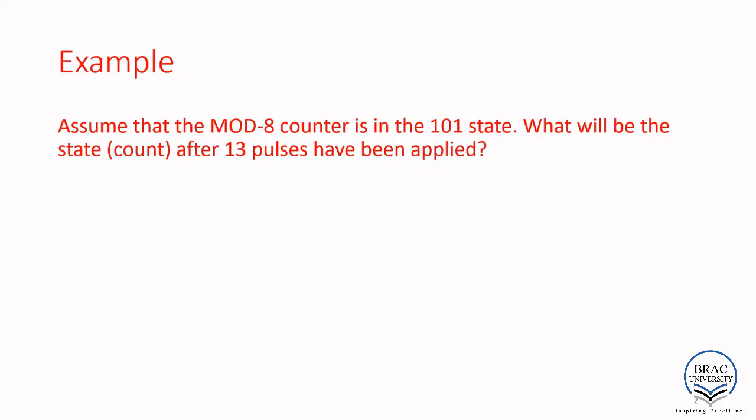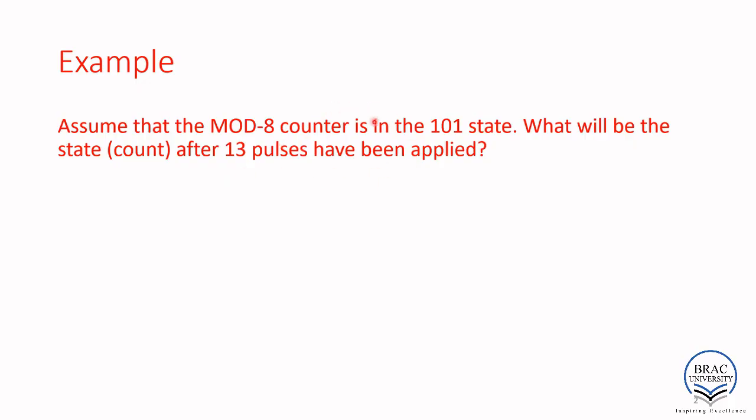Okay, so there are a couple of things you need to understand before solving this problem. It says mod 8 counter. So how many states will it have? You already know the mod number is equal to the number of states, so it will have 8 states, obviously. Later on it says your counter is in the 101 state, and asks what will be the state after 13 pulses.